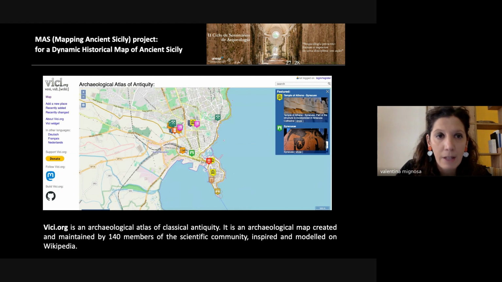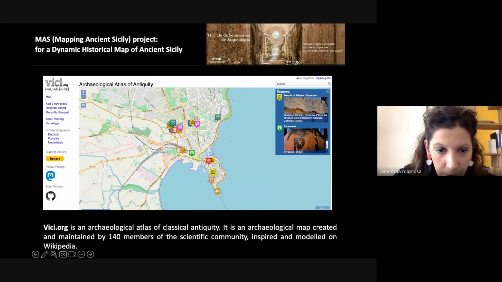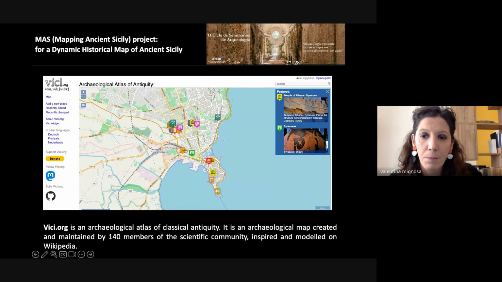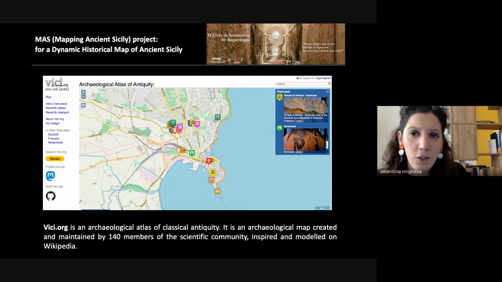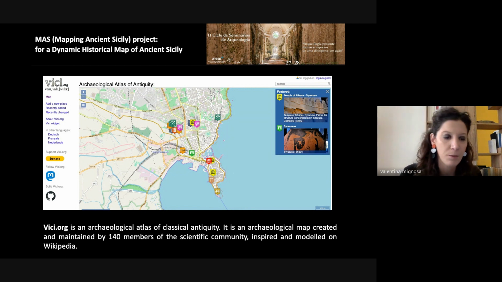And lastly, we have visi.org, which is modeled on and inspired by Wikipedia. So, with all the problems and challenges that Wikipedia has. For example, you can collaborate and put your data on it, but of course it's a free community, so you have to double-check the data in this case.